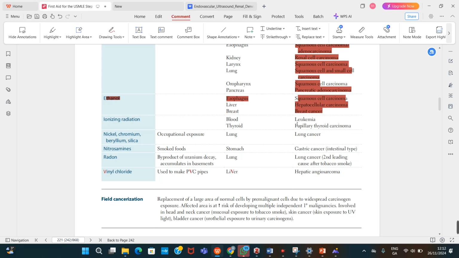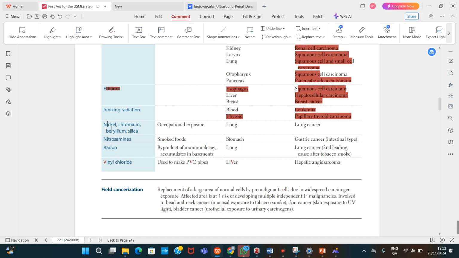The first is leukemia. The second is papillary carcinoma of the thyroid. We talked about it when we were talking about free radicals. Don't forget, ionizing radiation is a problem in the blood causing leukemia, as well as the thyroid gland, papillary thyroid. The majority of people that develop papillary cancer of the thyroid have had some form of radiation exposure in the previous years. Don't forget about the metallic dust from occupation.